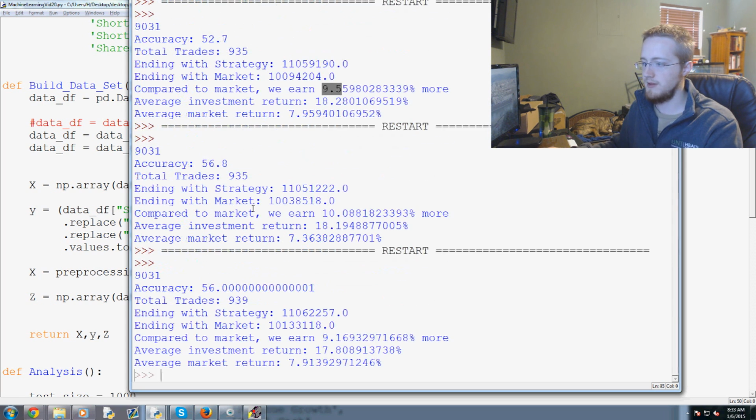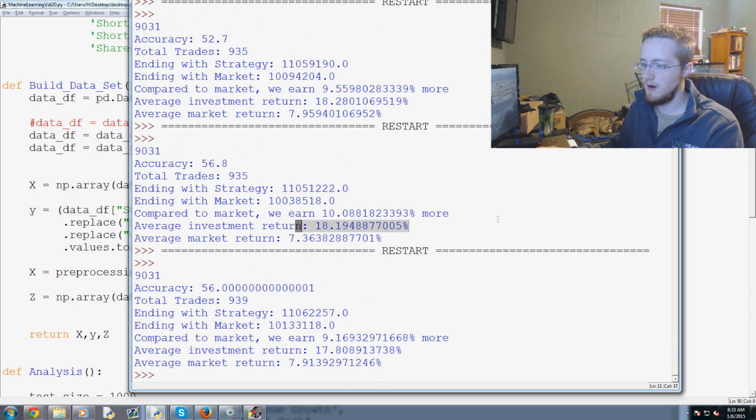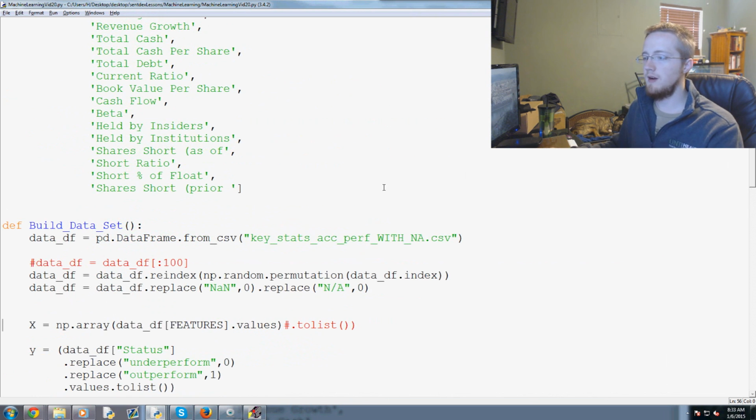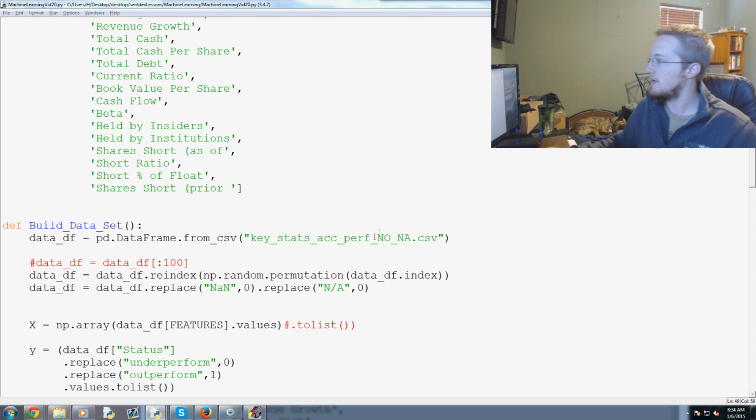Let's do one more. Waiting on this last one. Okay, so our average investment return, however, is generally about 18-ish%. We did get a 14 on the first one, but we're seeing 18, 17, 18, stuff like that. So whether we're using NA or no NA, we're seeing a significant, around 7-ish, outperformance of the market. So what now?